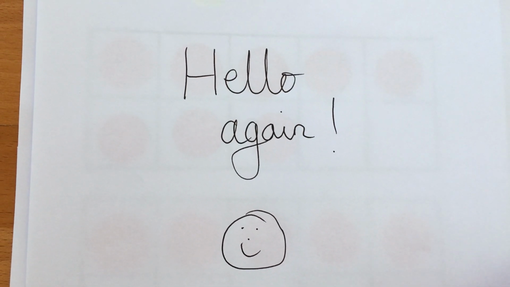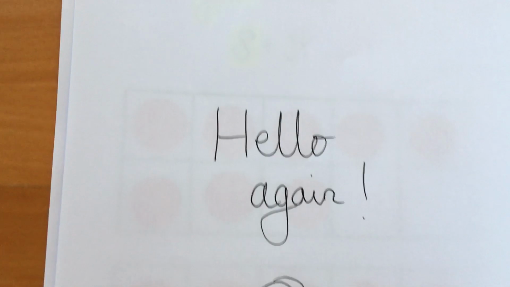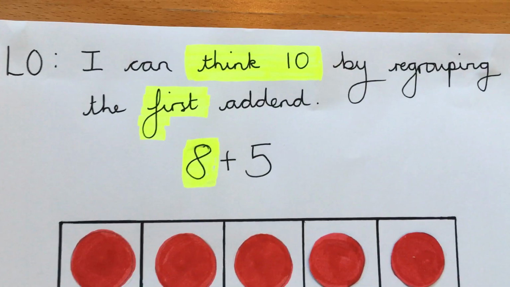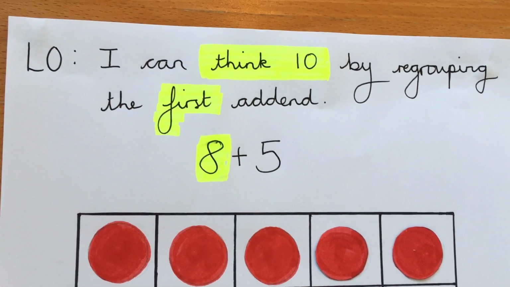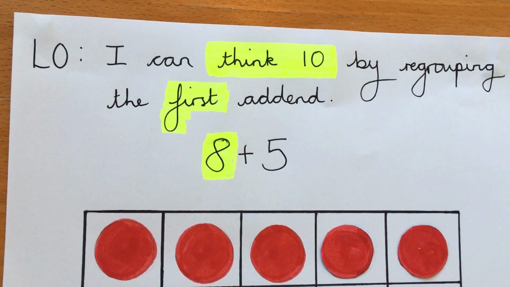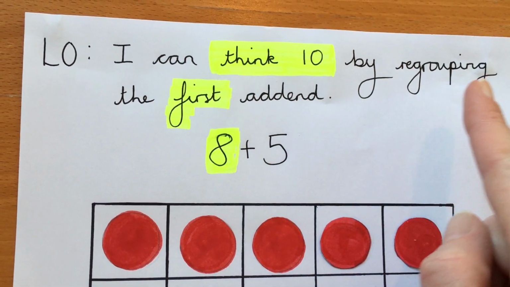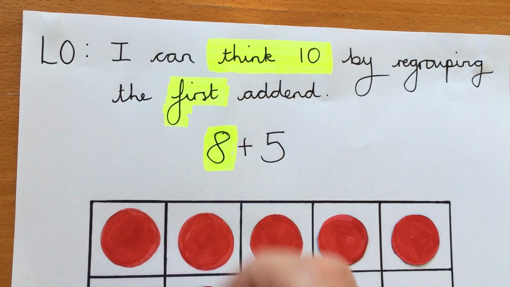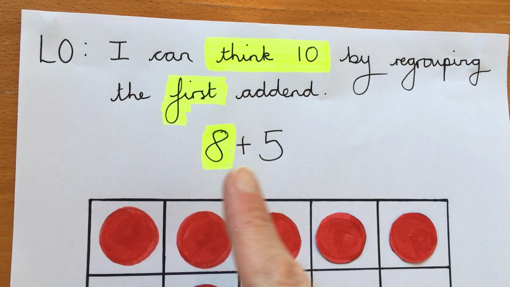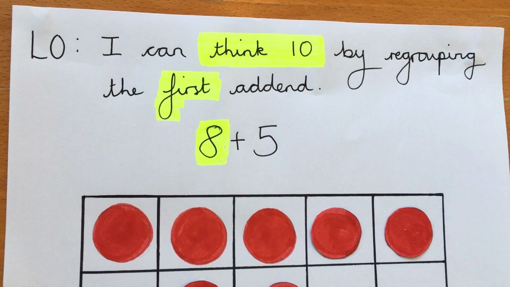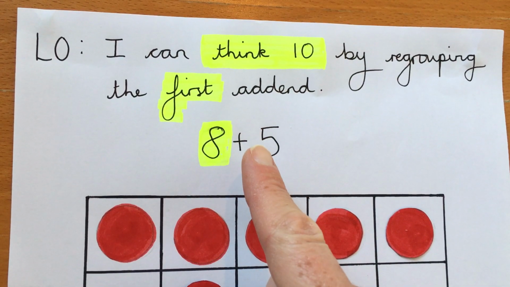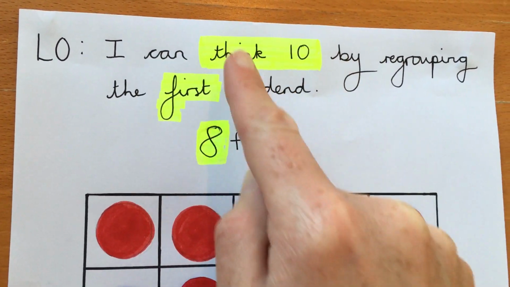Now, I've got a second video for the week here because I want you to spot what is different between this learning objective and the one that we had yesterday. So let's see. I can think 10 by regrouping the first addend, and the example is 8 plus 5. Well, that looks the same, 8 plus 5, the same example. We're still thinking 10.